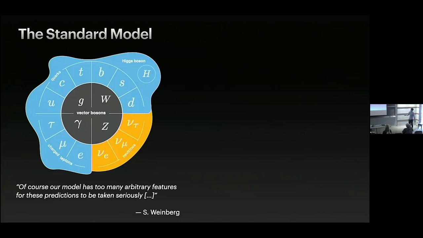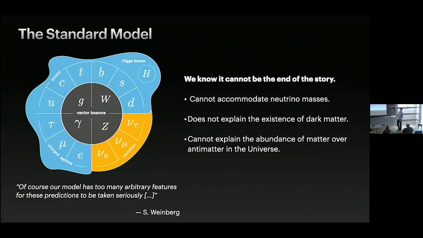And I just want to point out that one of the fathers of the standard model itself, when they first introduced the model, had very humble words to say about their work. "Of course, our model has too many arbitrary features for these predictions to be taken seriously." And yet, it is the most successful particle physics theory that we currently have. But it's not good enough. It doesn't explain a lot of different features.